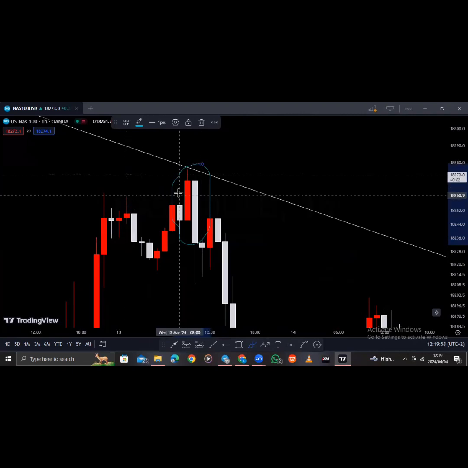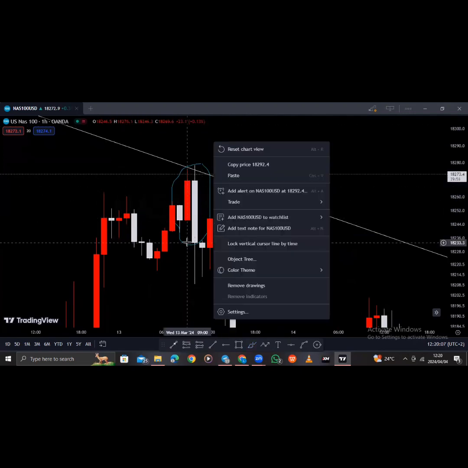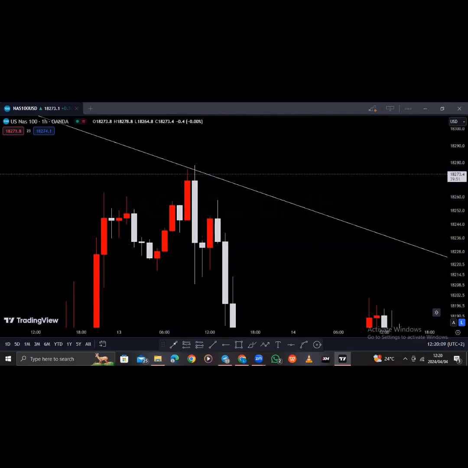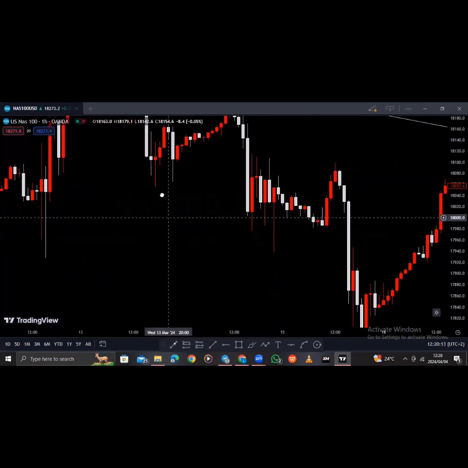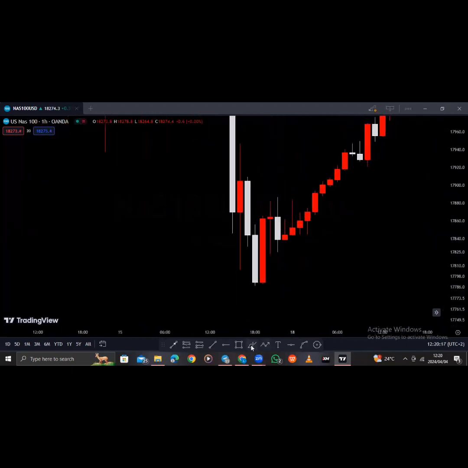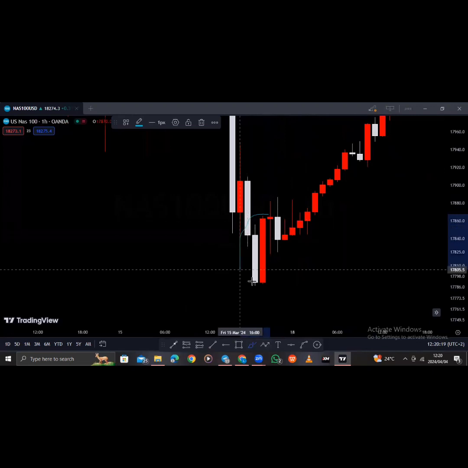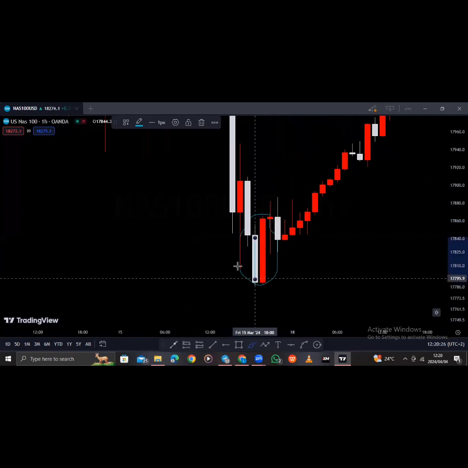Why do we say it's an engulfing bar candlestick? Because you can see this candlestick right over here engulfed this candlestick. Hence why we call it an engulfing bar candlestick. Same thing with the bullish engulfing candlestick. Just going to find one for you so you can see, right? Nice. Here's a bullish engulfing, opposite of a bearish engulfing, guys. You can see here, nice bullish engulfing candlestick, because this candlestick engulfed the previous candlestick.